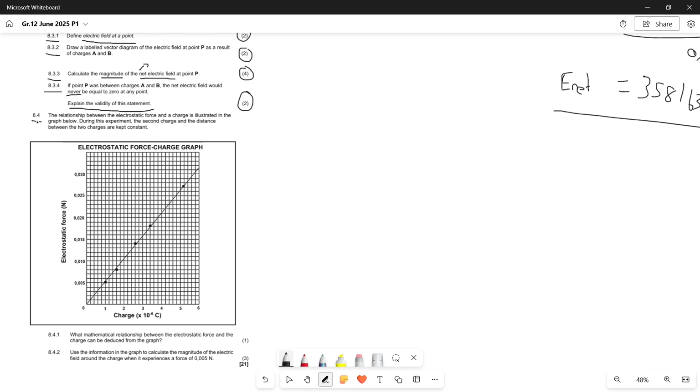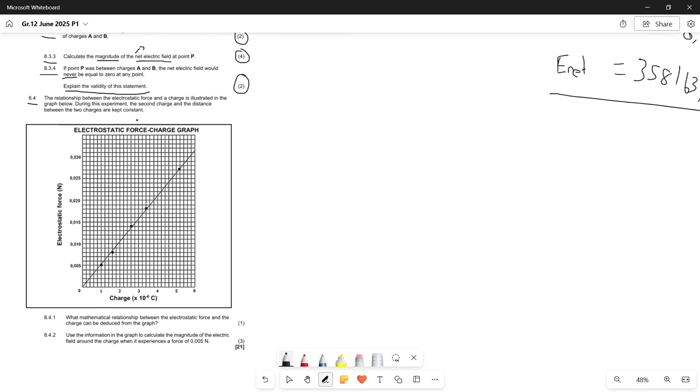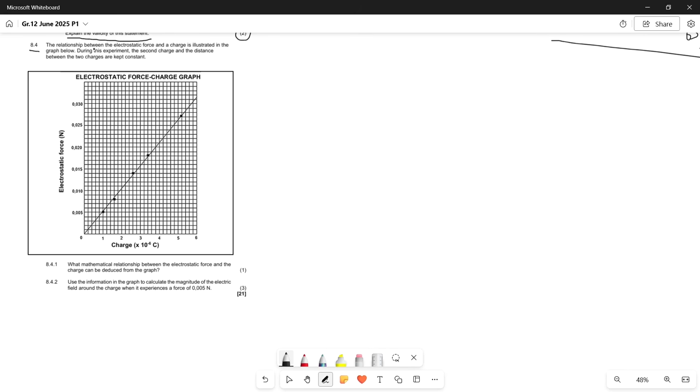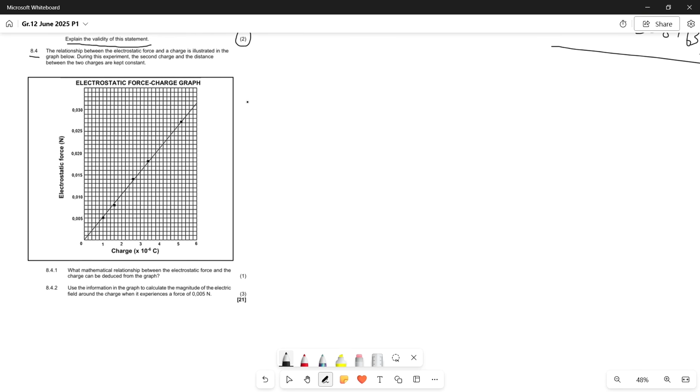And then 8.4 over here, it says the relationship between the electrostatic force and a charge is illustrated in the graph below. During this experiment, the second charge and the distance between the two charges are kept constant. So we could ignore the second charge and we can ignore the distance. So we have the electrostatic force charge graph. We have our electrostatic force on our y-axis. That is our dependent variable. We have our charge times 10 to the negative 6 coulombs. So we have our microcoulombs over there. On our x-axis, that is our independent variable. And what we can see is that it is a perfectly straight line.